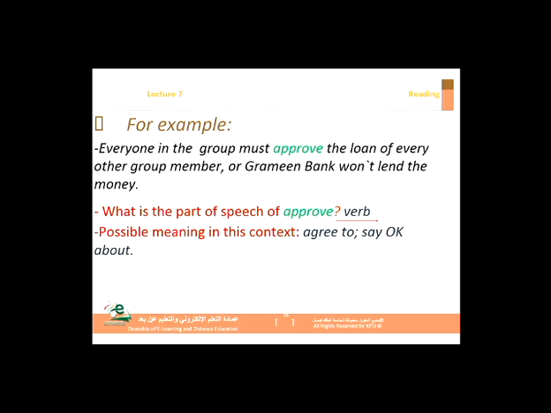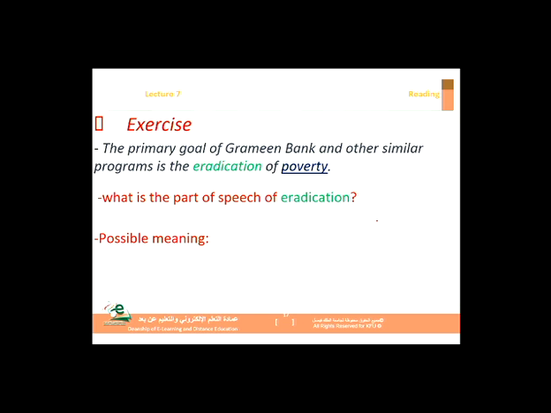Pretty easy, isn't it? So as you can see, first of all, you identify the part of speech, and then you think of possible meanings. All right, exercise number 2. The primary goal of Grameen Bank and other similar programs is the eradication of poverty.